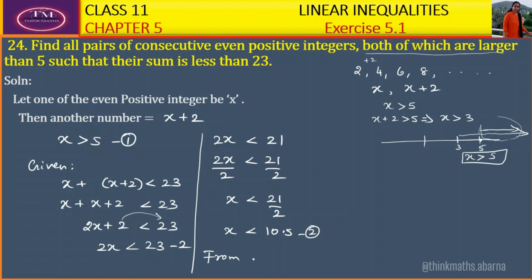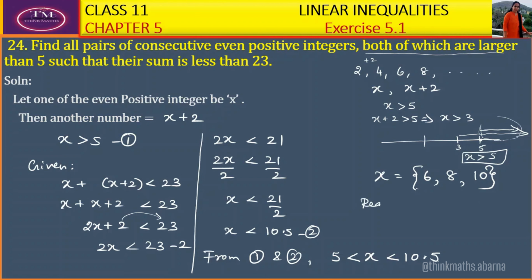So from 1 and 2, what can you say? x is greater than 5 but less than 10.5. So what values does x take? It is greater than 5 but it should be even. So greater than 5 means the first even number is 6. Next is 8. Next is 10. Is it less than 10.5? Yes, 10 is less than 10.5. Next is 12, but 12 is not less than 10.5. So these are the three numbers it takes.